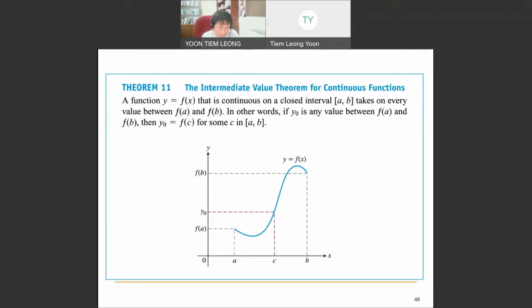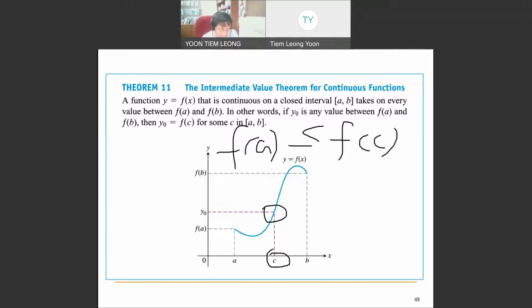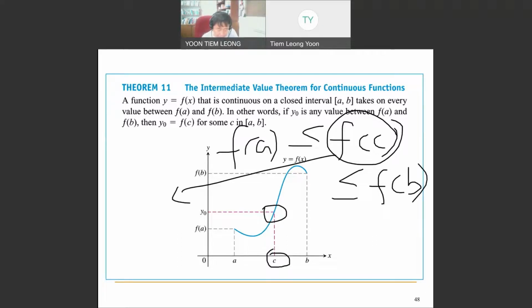There must always be a point in between a and b where the value of the function f at c is sandwiched between f at a and f at b, such that the value of f at c, sometimes we call it y naught.